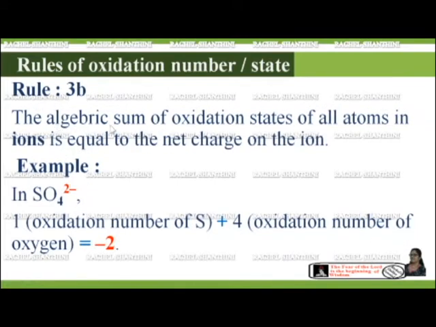Rule 3b, the algebraic sum of oxidation states of all atoms in an ion is equal to the net charge on the ion. For example, I have taken the sulfate ion, and the charge of sulfate is -2. What are all the atoms present in the sulfate ion? Sulfur and oxygen. So when we add the oxidation numbers of sulfur and oxygen in sulfate, that is 1 into the oxidation number of sulfur, plus we have 4 oxygens, so 4 into the oxidation number of oxygen, it will be equal to -2 since the net charge of sulfate is -2.